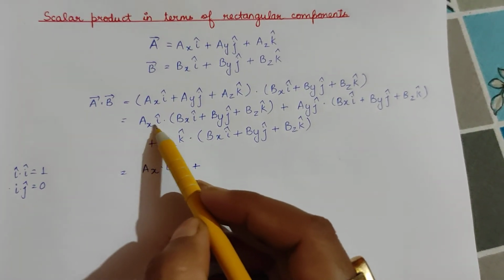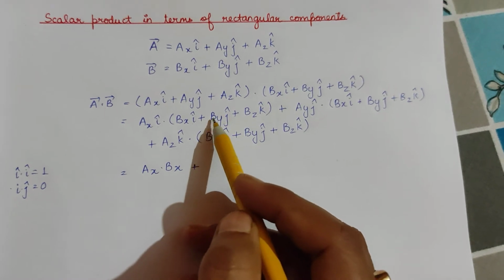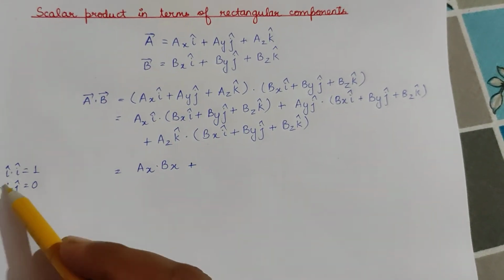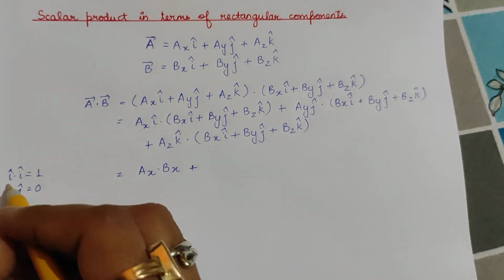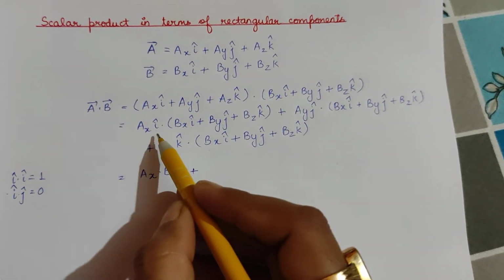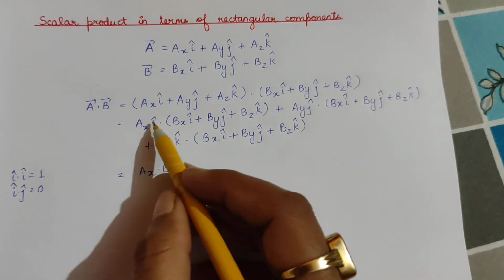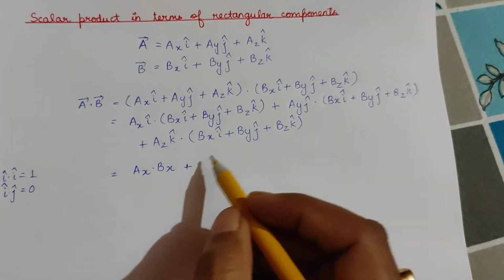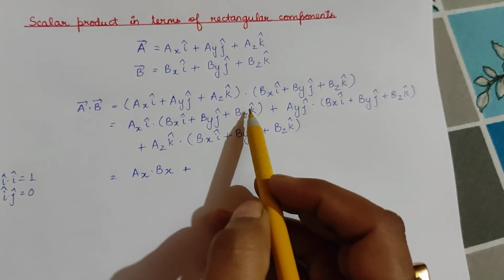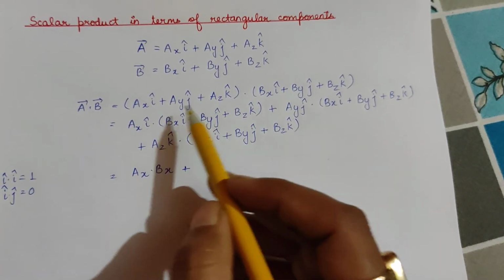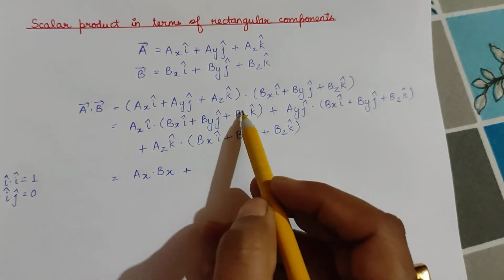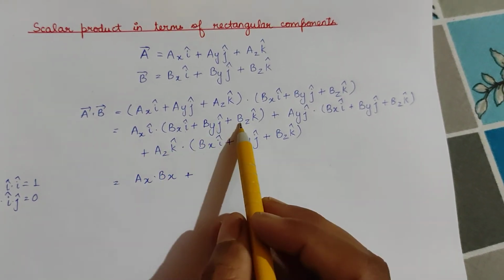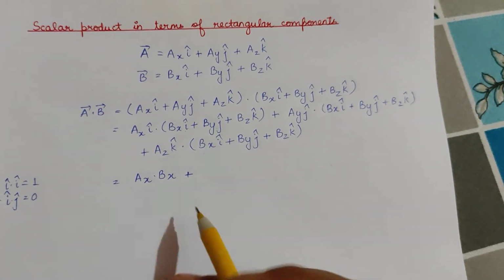Now if I multiply this with BY J cap, then I have told you that I cap dot J cap gives us 0. So this component will become 0. I am not writing it here. Then again I cap dot K cap, they are again different unit vectors, so this will also give us 0. So by multiplying this with vector B, we are only getting AX BX.